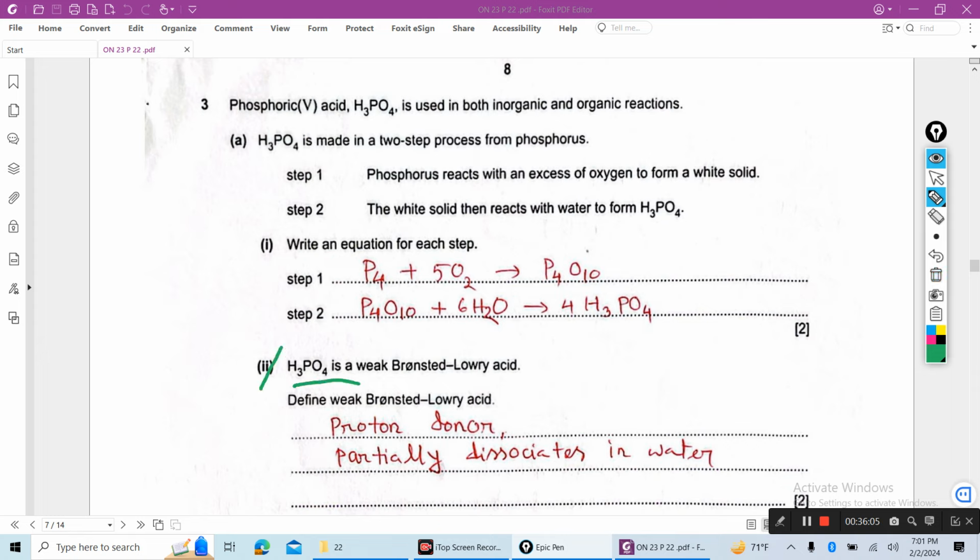Number 2, phosphoric acid is a weak Bronsted-Lowry acid. Define weak Bronsted-Lowry acid. Bronsted-Lowry acid means proton donor; the acid donates a proton. This is the acid definition. And weak means it partially dissociates, partially breaks down in water. A weak acid partially ionizes in water, or partially dissociates in water. And acid means proton donor, acid gives proton.